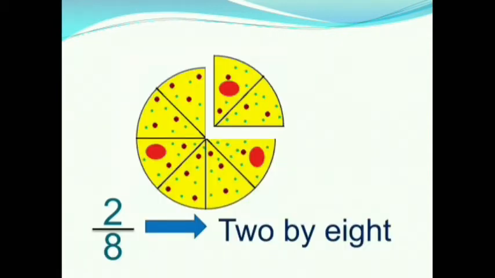Now we will learn how to write fractions in words. Here you can see that the pizza is divided into 8 parts and 2 parts are taken out. Which number is the numerator? Yes, 2 is the numerator. So we will write 2 in words. After writing the numerator, we should write by. Then we should write the denominator. The denominator is 8. So we will write 8. Therefore, it is written as 2 by 8.